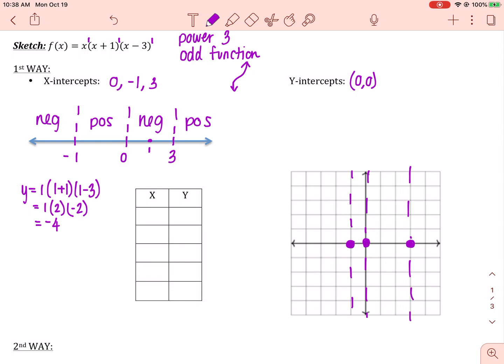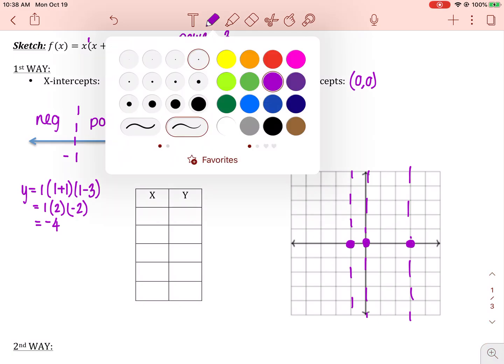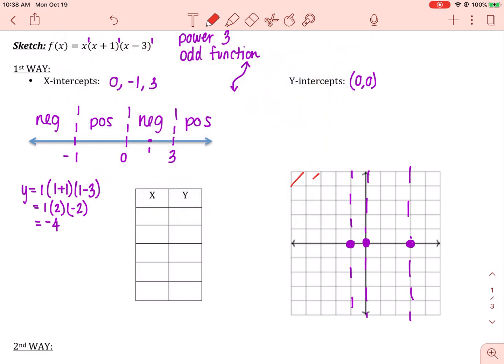And now we look. Between -infinity to -1, the function should be negative, which means it will not be up here. This is positive. So all the way up to -1, the function should be below the x-axis. Between -1 and 0, the function should be positive. That means it's not going to be down here. 0 to 3, it should be negative, so I can cross out up here. The function's not going to be here, as well as it will not be here.